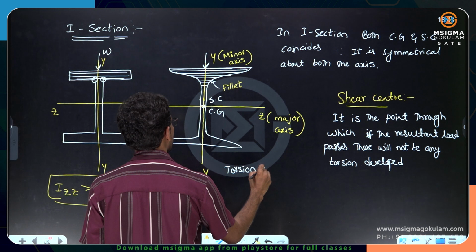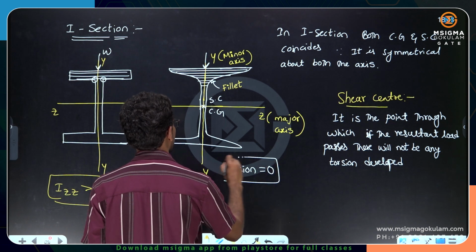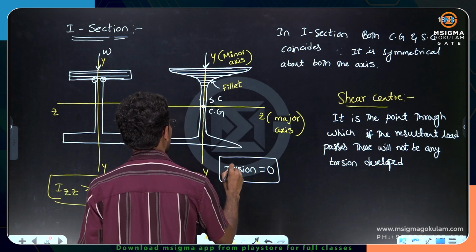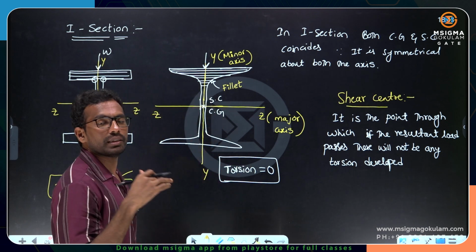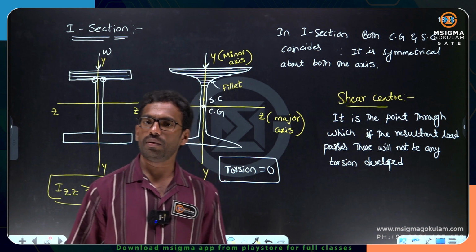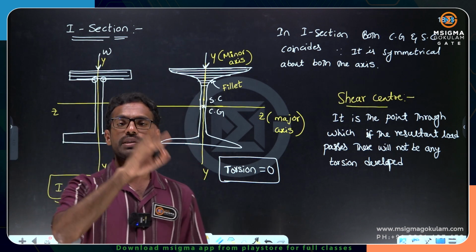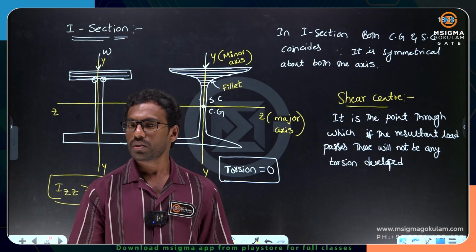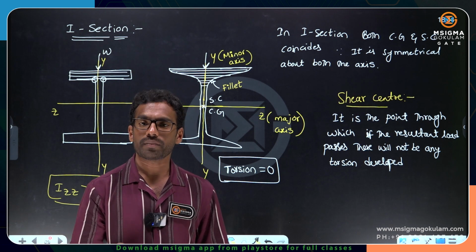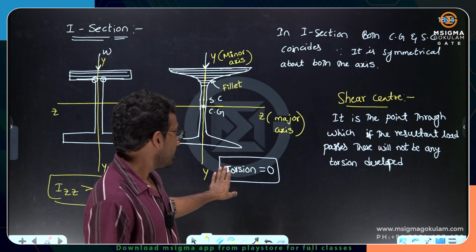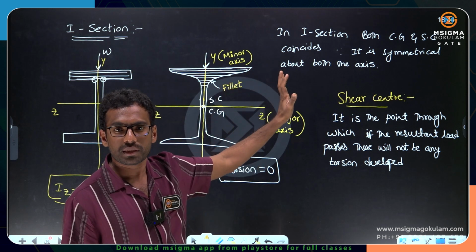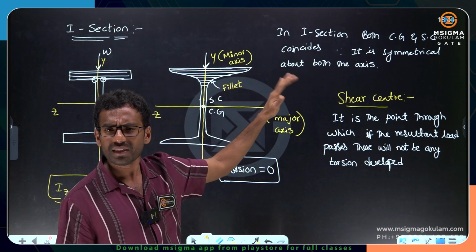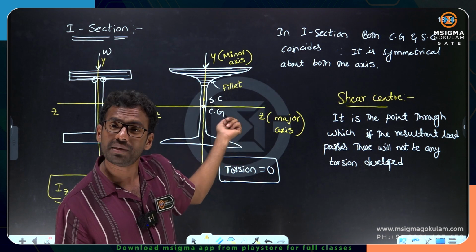So torsion is equal to 0 in this particular case because of symmetry. Because of symmetry, torsion is 0. Suppose if any section is unsymmetry about one axis, then torsion comes into picture. Okay. So that kind of sections additionally we have to design for torsion also. So I section we cannot design for torsion here because of unsymmetry. There is no kind of torsion comes here because it is symmetrical section.